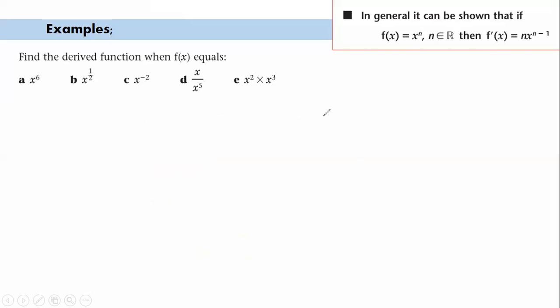Similarly, the final part can be derived, but before that we have to simplify the original f(x) function to get a single term. So using index rules, we get x to the power 2 plus 3, which is x to the power 5, and our f dash x function can therefore be written as 5 x to the power 4.